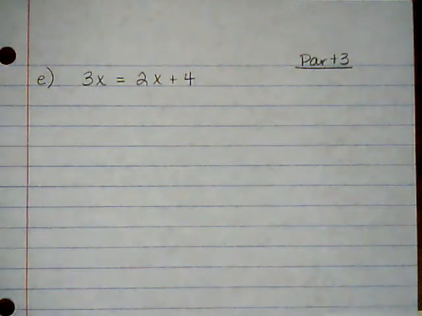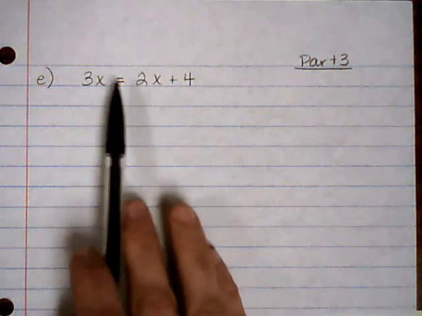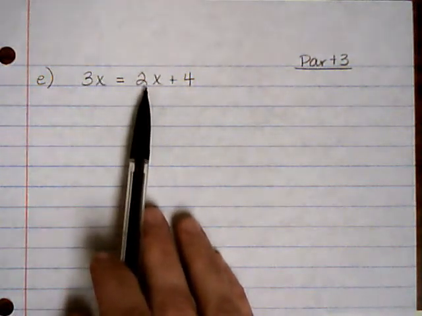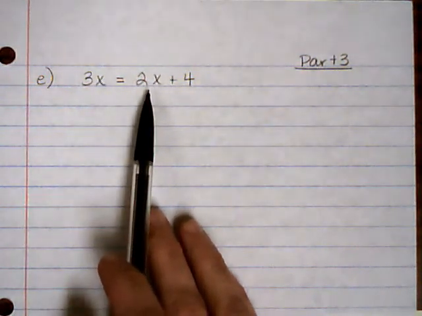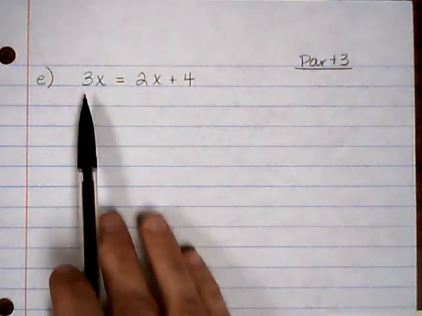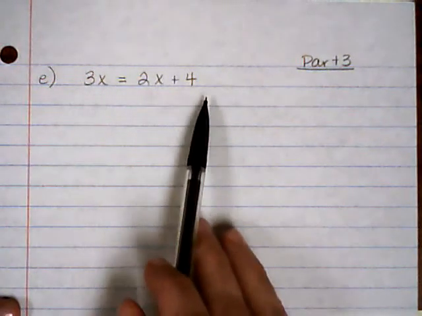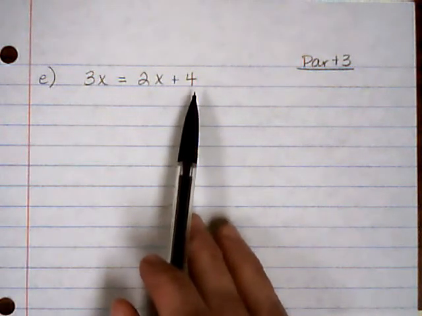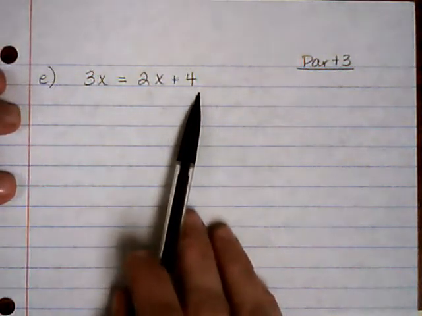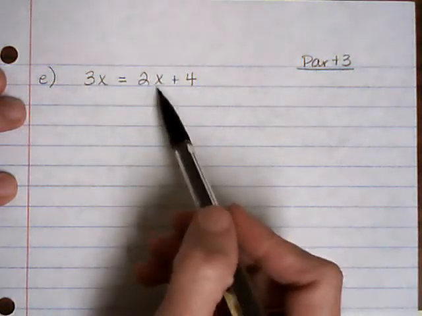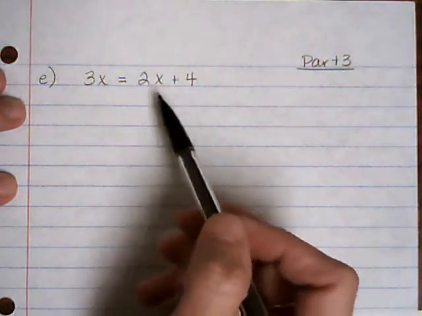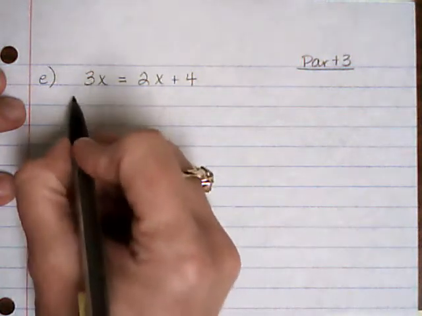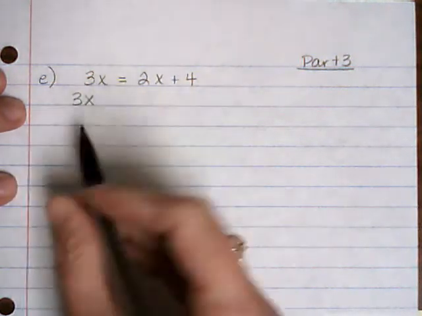Example E, a little bit different. We have two variables. Okay, we still don't have any fractions, still no parentheses, still no like terms on the same side of the equal sign. Okay, so we're to step 4, move all the variable terms to one side. Well, I'm just going to, from here on out, get into the habit of moving those variables to the left. So I already have a 3x here.